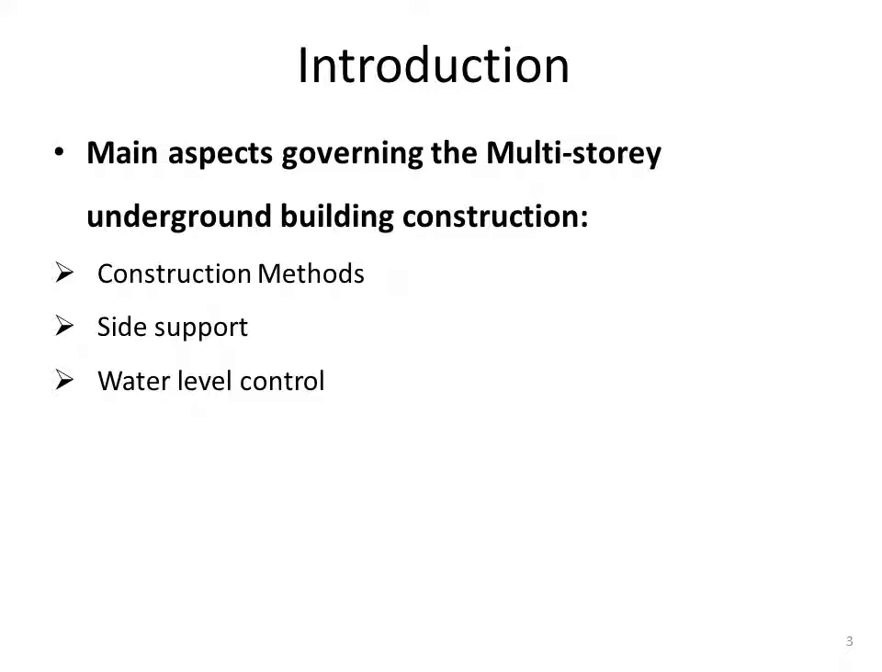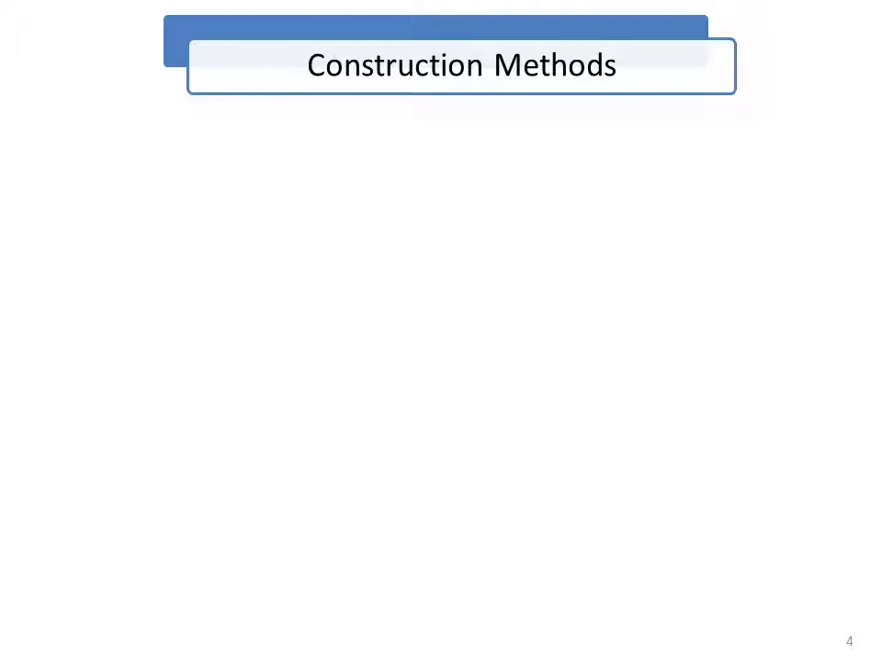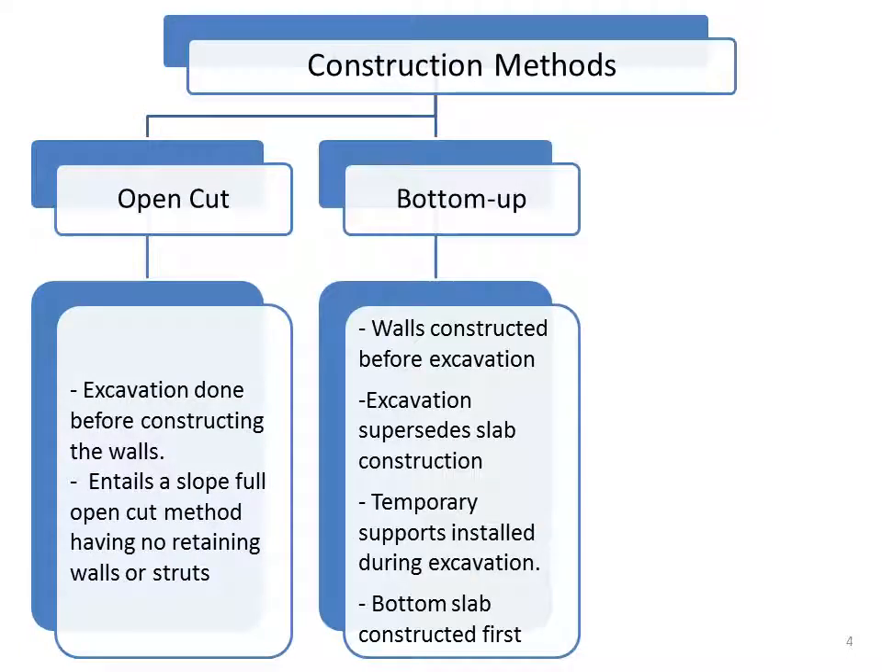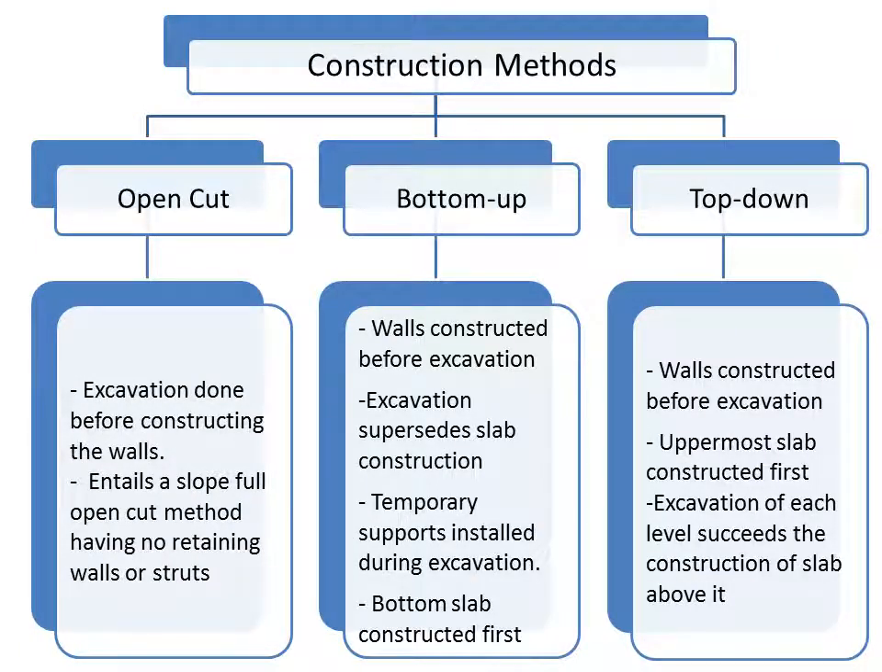So we will discuss three aspects here. First are the construction methods. Second is the site support systems. Third are the water level control. So first we have three major families of construction methods. First is the open cut. Second is the bottom up. Third is the top down.